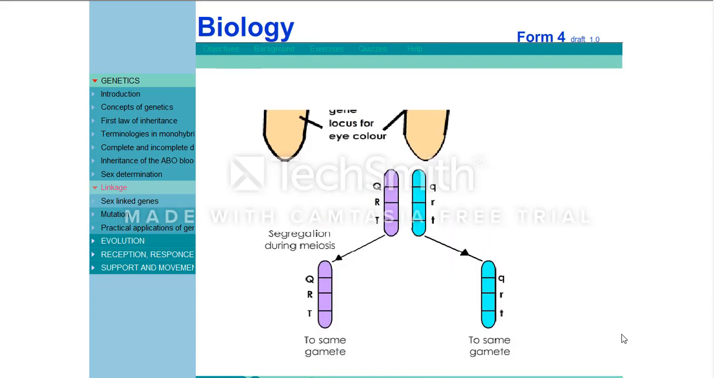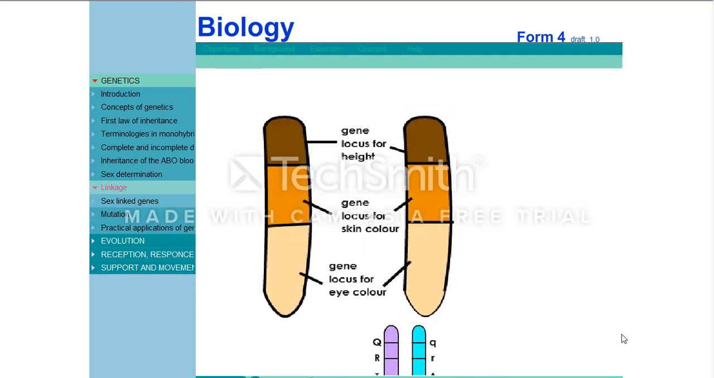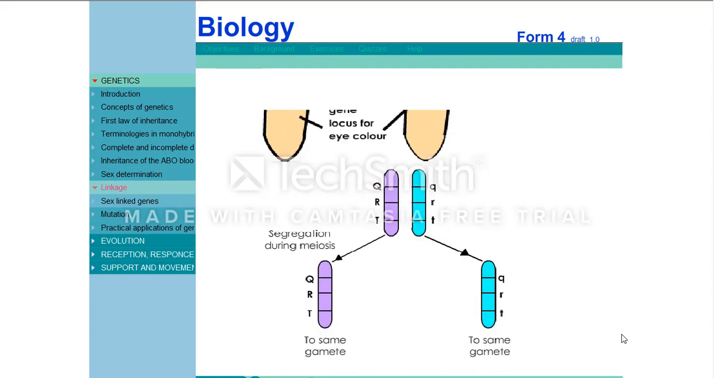Apart from determining sex of a child, the sex chromosomes have other genes as well. These genes are said to be sex-linked. All linked genes constitute a linkage group. Linked genes are inherited together. They do not segregate during meiosis. The illustration shows chromosomes with linked genes.